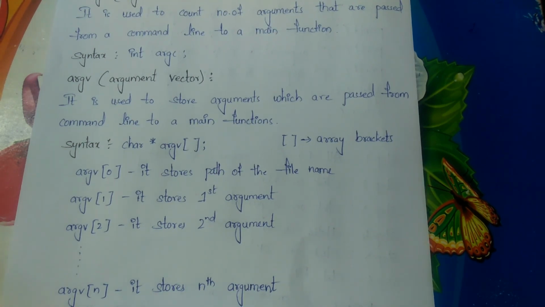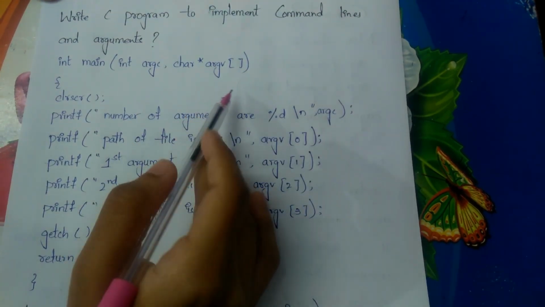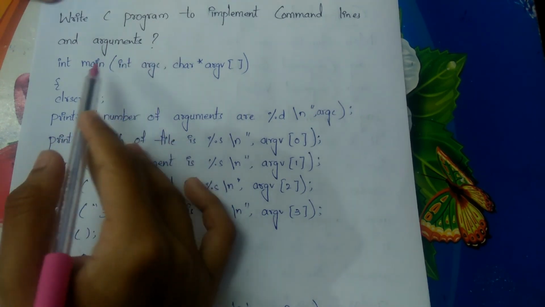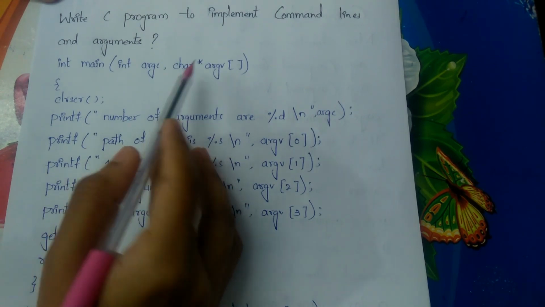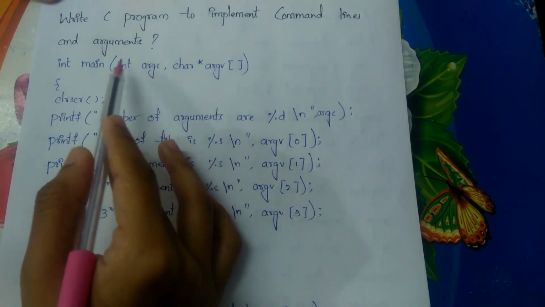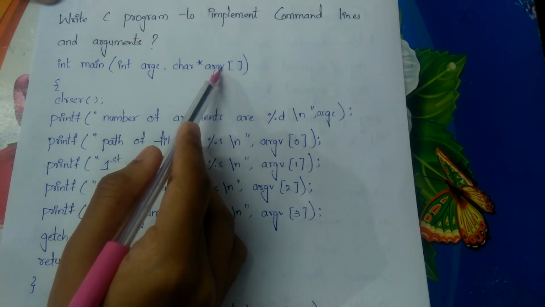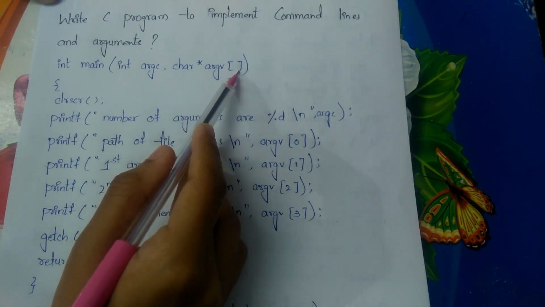Let's see the program to implement command line arguments. Write a C program to implement command line arguments. First, I have to include the header file. After this, it starts with the main function. In the main function, I am giving the arguments here. The syntax for argc is int argc, and the syntax for the argument vector is char asterisk argv with square brackets. These are the array brackets.